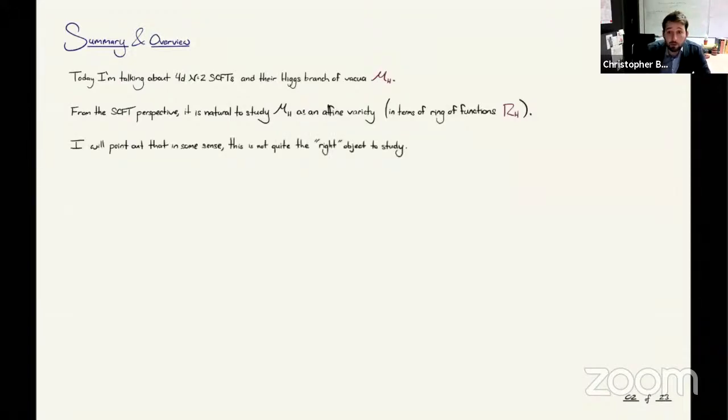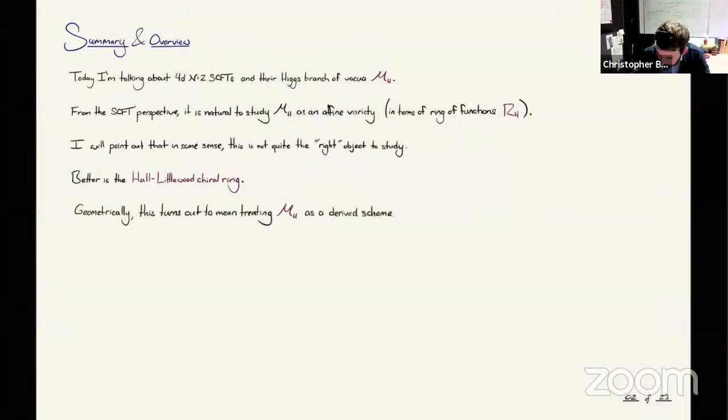But the main point I'm going to be making in this talk is that in a certain sense, if you follow the guidance of the superconformal field theory, which you should always do, this is not the right object to study. Or at least I'm going to be arguing that there's a sense in which it's not the right object to study. There is a better thing, which for some historically contingent reasons is currently going by the name of the Hall-Littlewood Chiral Ring, but I'll explain what it is.